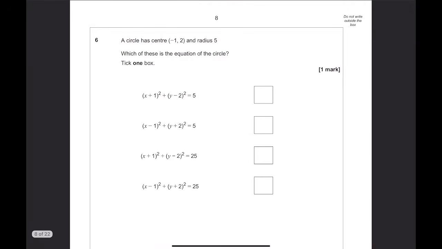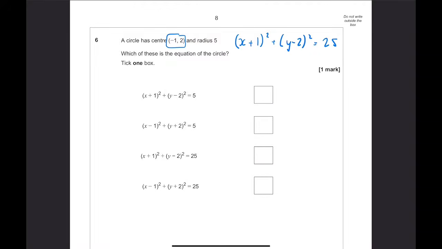A circle equation where we have multiple choice. So a centre of minus 1, 2. As a coordinate, the centre is always the opposite of what it looks like in the equation. So it'll be x plus 1 squared plus y minus 2 squared, and then you'd square the radius, so it'd be 25.